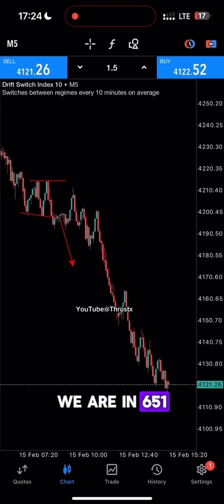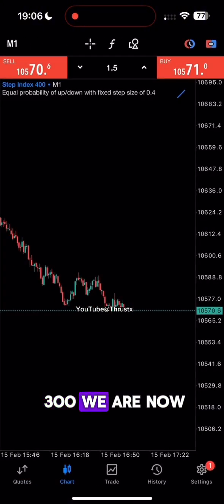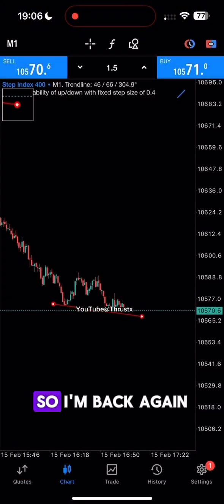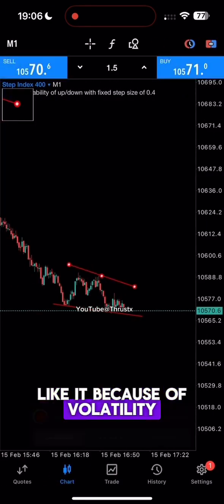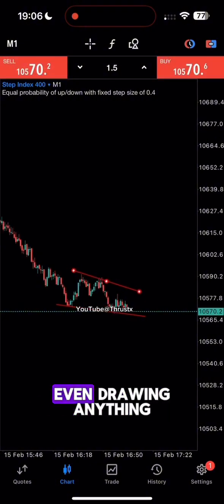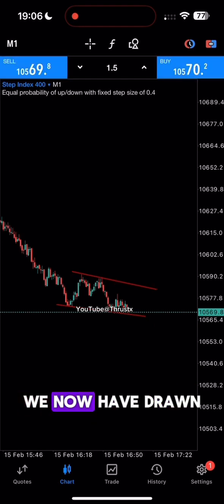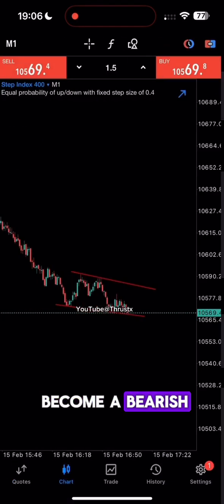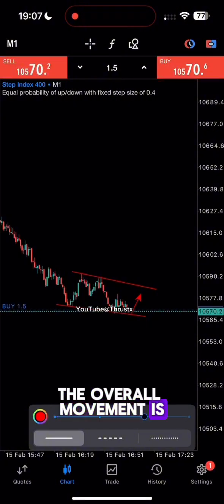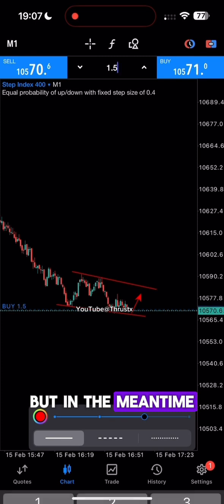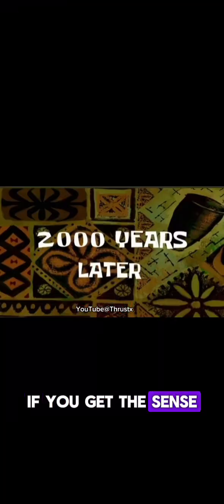We are at 651 now, so this is good. From 300 we are now at 600. We managed to double. So I am back again on step index 400. Like I've said, I like it because of volatility. We've also identified, without even drawing anything, that it was a bearish trend. So since it's a bearish trend, we now have drawn our trend line to become a bearish flag. So from this point, the overall movement is going down, but in the meantime it's going up a bit, such that it comes back down, if you get the sense.